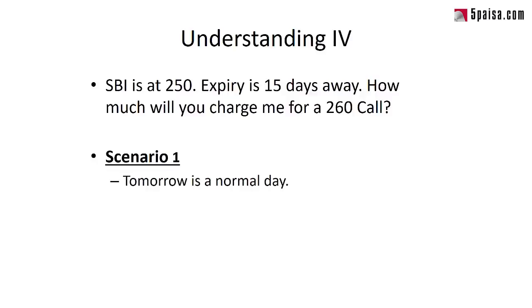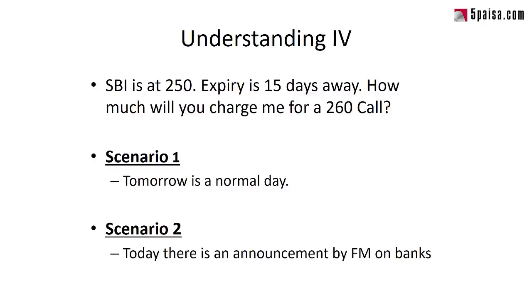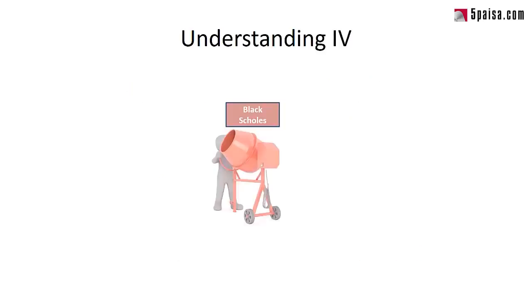In scenario 1, tomorrow is a normal day. In scenario 2, there is an announcement by the Finance Minister after markets on bank recapitalization. In this case, you'll quote two different prices, right? Because scenario 2 is a way more dangerous scenario to sell options. But then almost everything is the same in these two scenarios. SBI's price, the strike price, the days to expiry, almost everything. So where's the difference coming from?